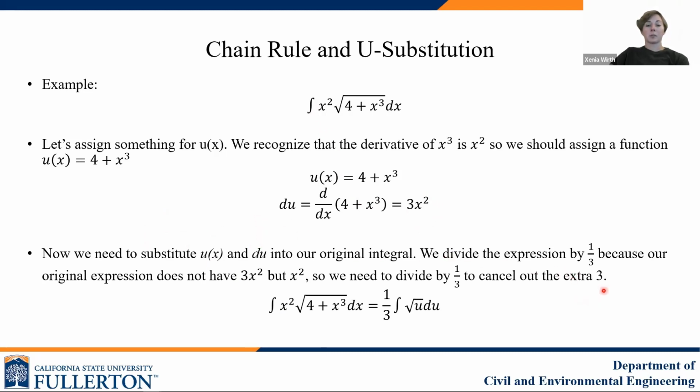Unfortunately, we have to multiply the expression by 1/3 because our original integral has x squared, but our derivative is 3x squared. So we're actually going to multiply the entire expression by 1/3 to remove the 3 here and make it look like the original function. So in this case, the integral of x squared times the square root of 4 plus x cubed is 1/3 the integral of square root of u, because u is 4 plus x cubed, square root of u times du. So we simplified this nicely, and we can find the integral of square root of u very quickly, and then we're almost done with the problem.